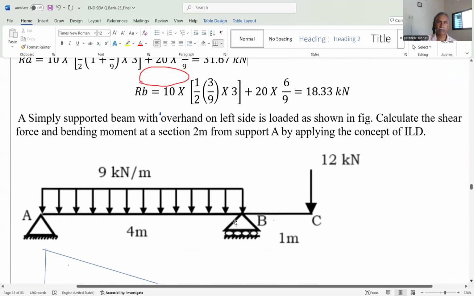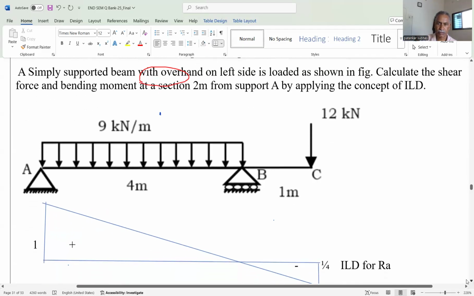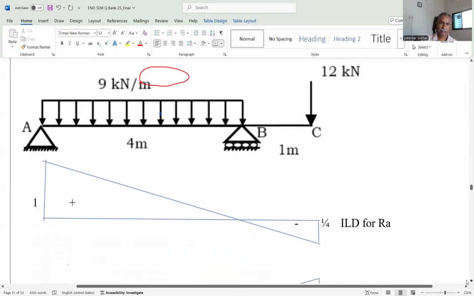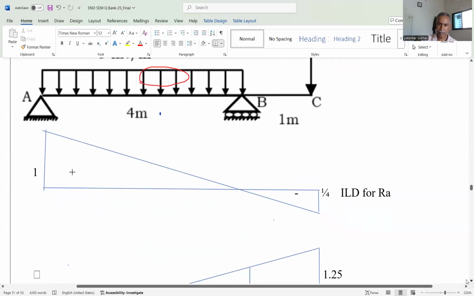Another problem is related to the simply supported beam with overhang on the left side. Calculate the shear force and bending moment at a section 2 meter from the support A, applying the concept of ILD. From support A, we can find out the shear force and bending moment. This is the ILD for RA, but it is not necessary to draw the ILD for RA or RB, because in the question only shear force and bending moment are required. That's why there is no need to draw the ILD for RA and RB. This is just for your reference.